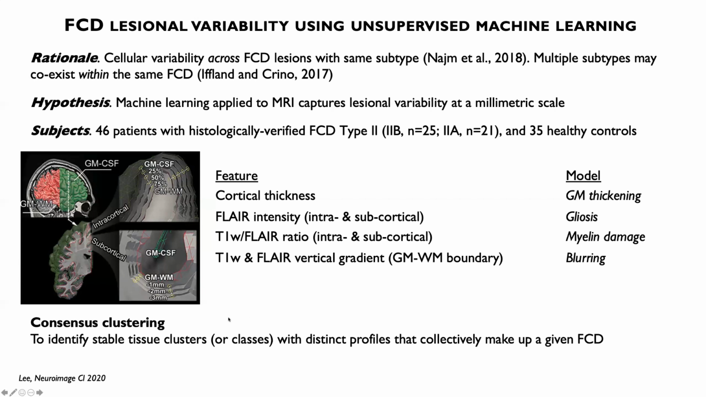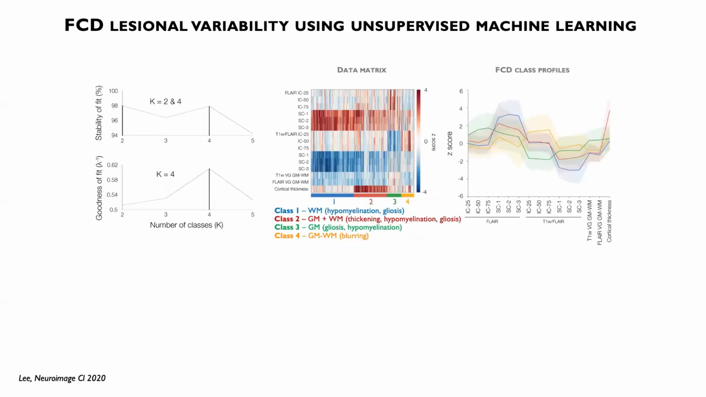We applied consensus clustering, an unsupervised technique based on bootstrap aggregation, to these features with the purpose of identifying tissue clusters or classes with distinct profiles that collectively make up a given FCD. Clustering achieved optimal stability and goodness of fit at k = 4, dichotomizing lesional vertices across patients into 4 distinct classes. Results were stable across 10,000 bootstraps, supporting robustness.